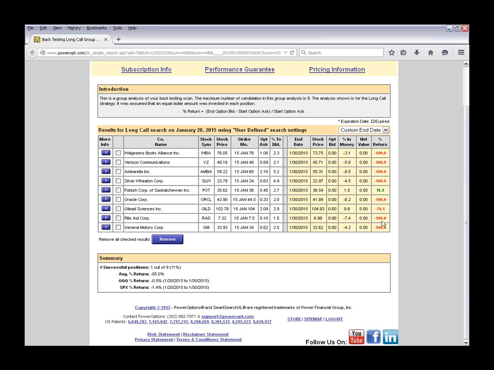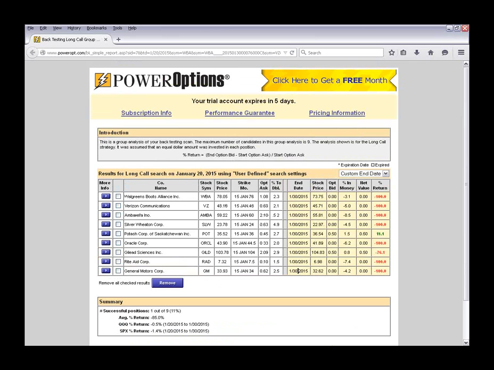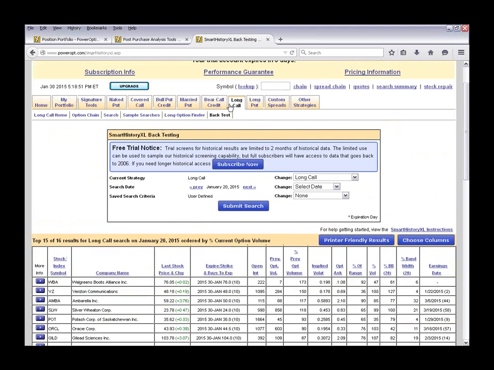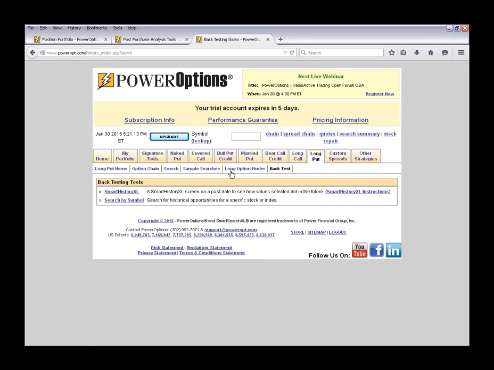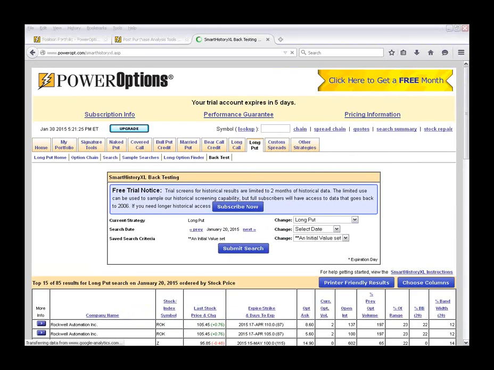Okay, and this is just a set search. I'm just using this as an example. Let's go back to where we were before in a smart history view, but let's go to long put. I'm going to try to backtest some long put positions. Let's go to Smart History Excel once more. Long put, January 20th. And again, I'm just going to start off with this base criteria called initial value set.